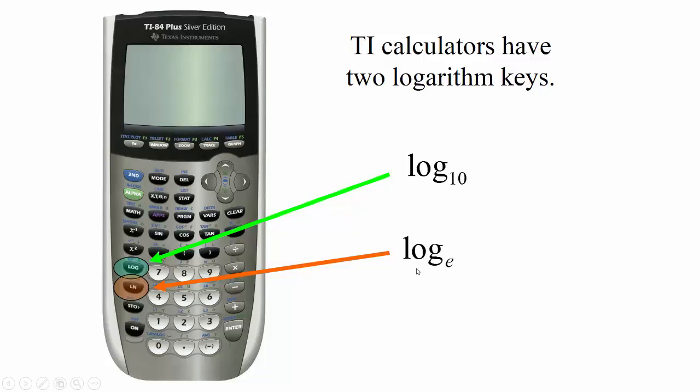In fact, the log base e is what we deal with the vast majority of the time. Rarely do we do log base 10s. Rarely do we do log base anything else. It's usually log base e. However, there's the keys on the calculator.